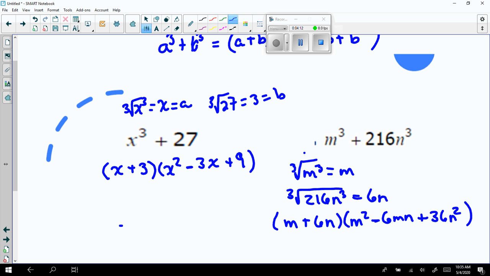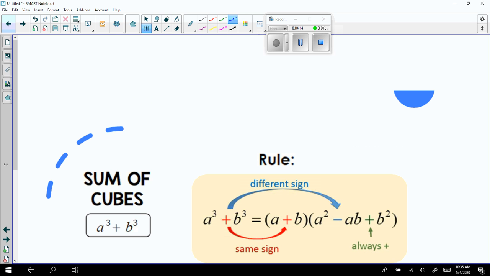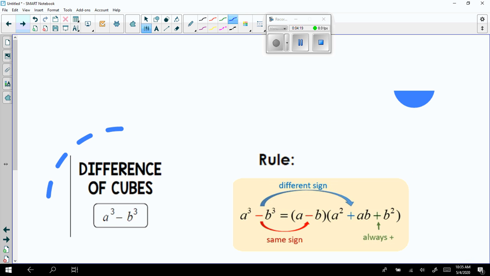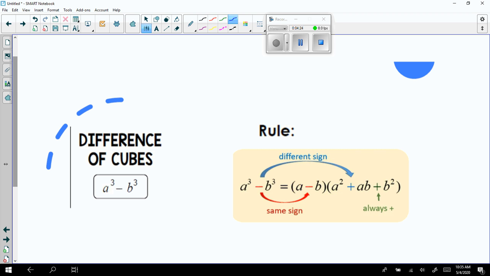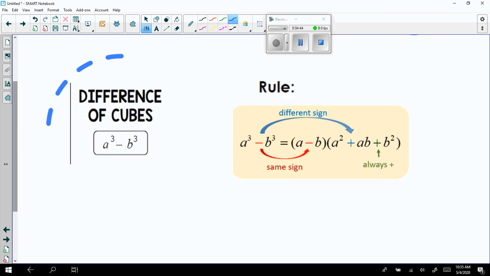Okay? We just did a sum of two cubes. Now we're going to do a difference of two cubes. As you notice, it follows the same format. The first binomial has the same sign as the original one, and then the first sign in the trinomial is always different, and then this last one's always positive. So you're doing the same thing. If you can take the cube root of something, you're going to be fine.